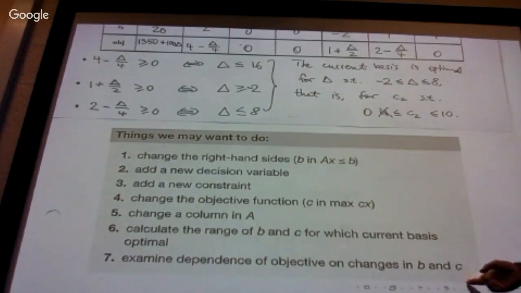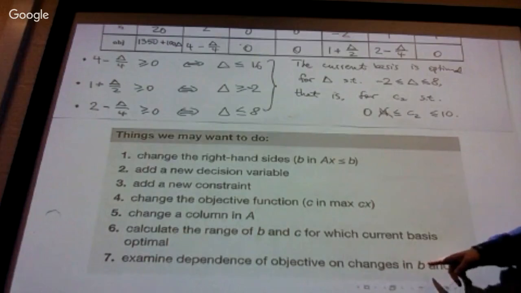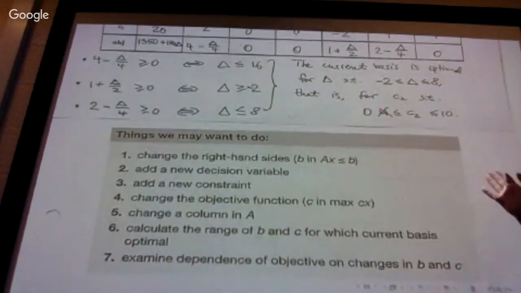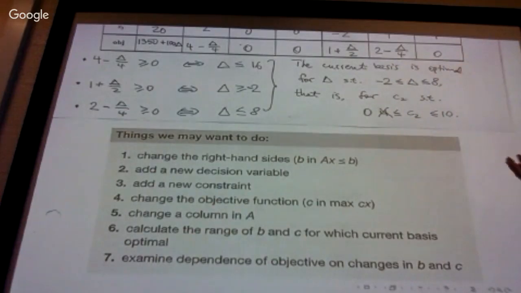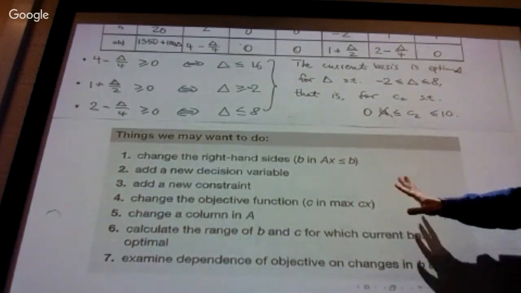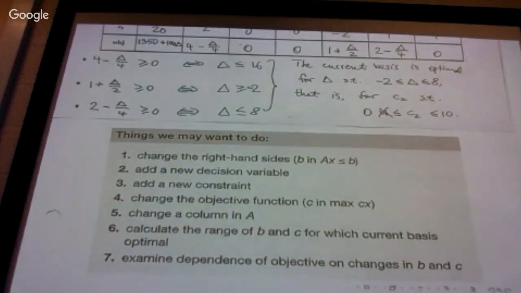What did I mean by this? Well, the dependence of the objective on changes in b we did because that was the shadow prices, so we know that. The dual variables give us some kind of information about how the objective function in the optimal solution is going to change if we start changing the constraints. So most of it we already know. There are a few bits left, which we should probably finish next week.